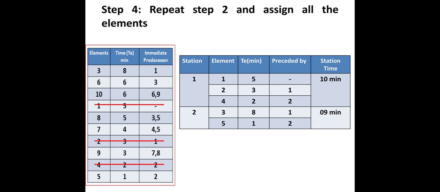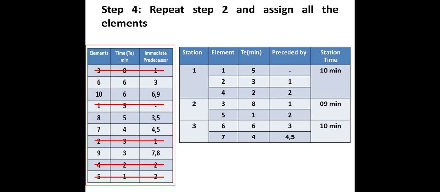So I'll go to assigning the next elements. Now I can consider in the precedence column 1, 2, 4, 3 and 5. So now if you go here, as we have already arranged it in the descending order, we can assign this element only, because it will have the maximum time. So here 6 element time is 6 and preceded by 3. 3 is already assigned in station number 2. So I am free to take element number 6 for assignment.